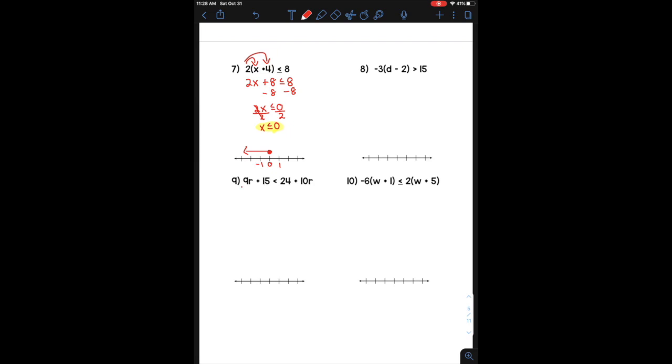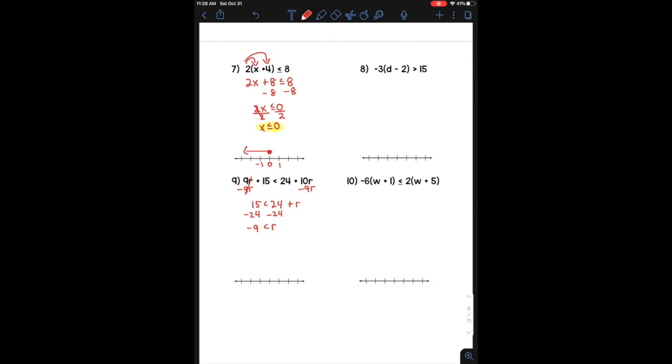Number 9, as you can see, we have the variable r on both sides of the inequality. What you want to do is eliminate one of those expressions by adding or subtracting one of them on both sides of the inequality. I think the easiest route to take is subtracting 9r on both sides, which would leave us with 15 is less than 24 plus r. The next step would be to subtract 24 on both sides to give us negative 9 is less than r.